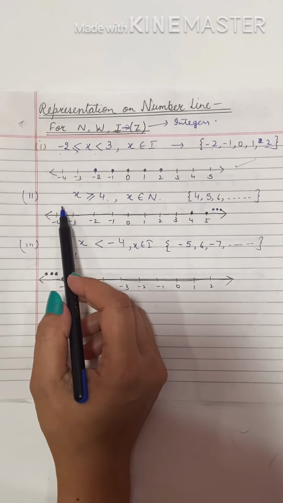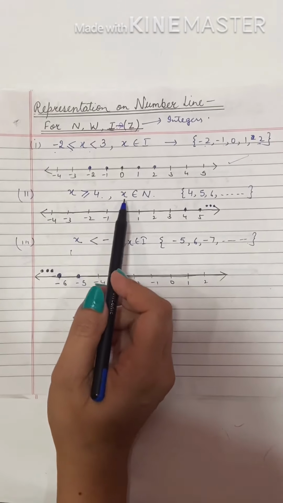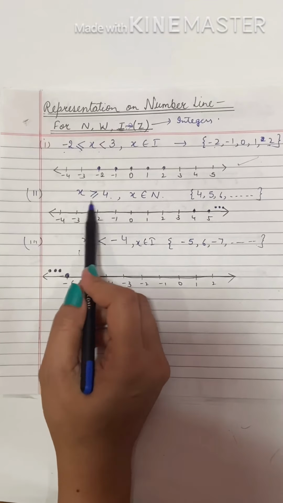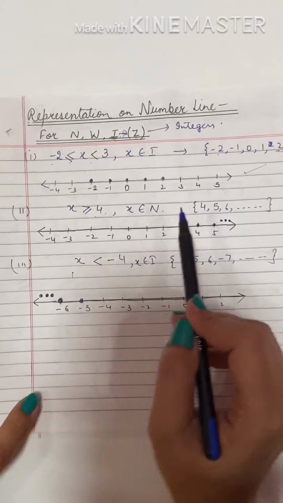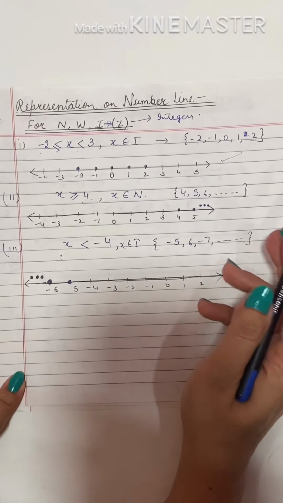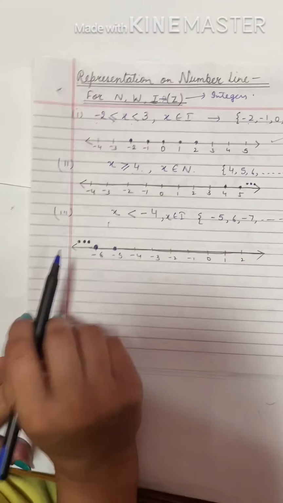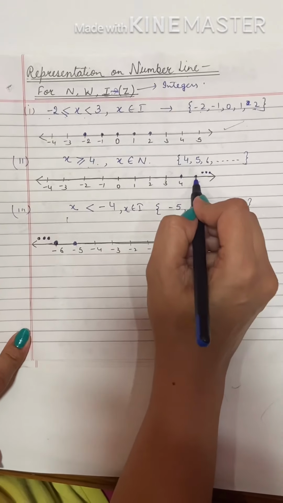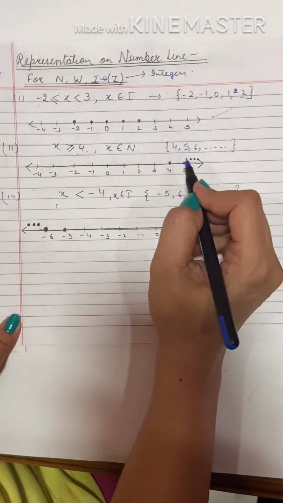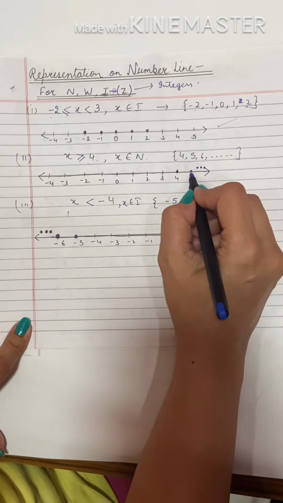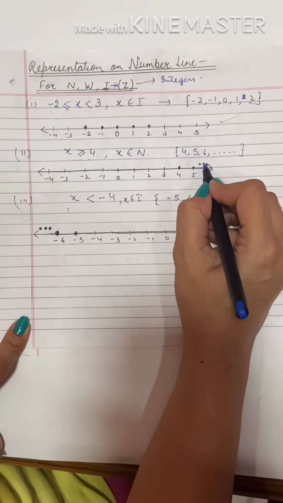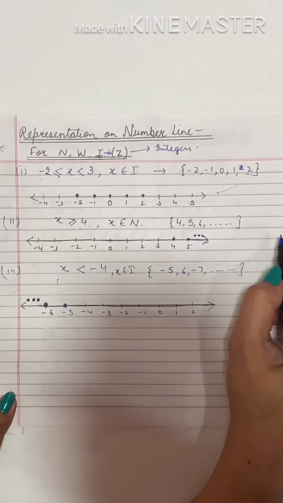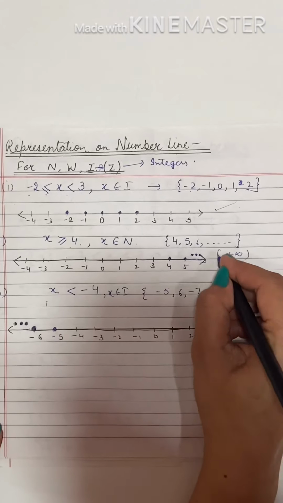Now suppose it comes out to be x ≥ 4 and x belongs to natural numbers. So we'll be taking all the natural numbers which satisfy this condition. It will be 4, 5, 6 and it goes on and on, up to plus infinity. So in that case we are going to highlight 4, 5, and whenever it goes up to infinity, above this number line you need to put 3 dots. These 3 dots above the number line mean it is going up to plus infinity.